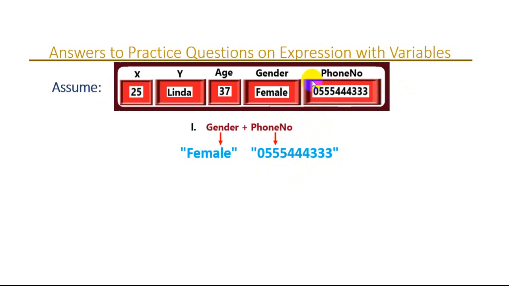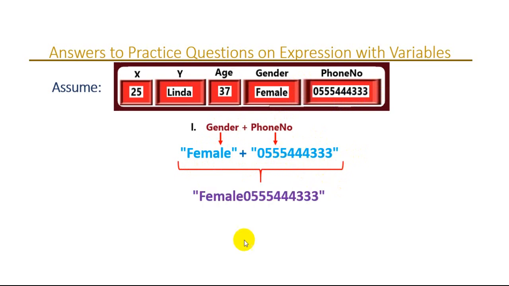But our assumption is these values. So on that assumption, gender is female, phone no is this one. Now we have to concatenate those two. So when we concatenate those two, you get female and join to this number 0555444333. So see, female, no spaces anywhere, because we don't have any spaces here. So when you evaluate gender plus phone no, this is exactly the result of that. When you concatenate these two, the result will be this.